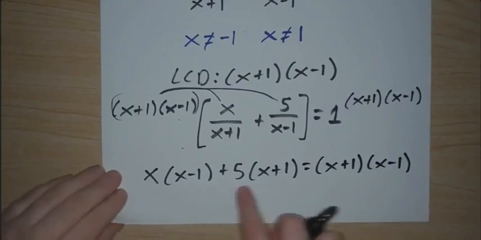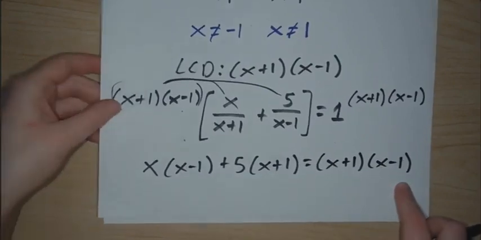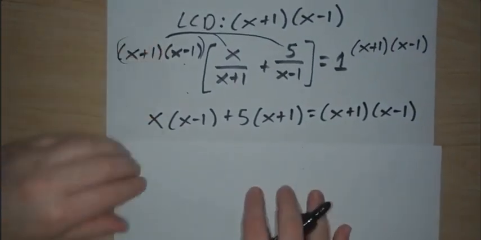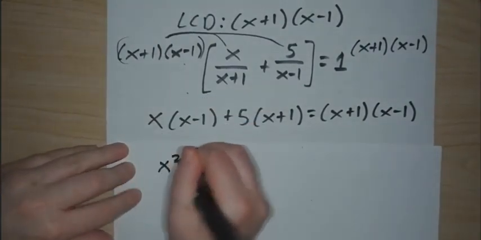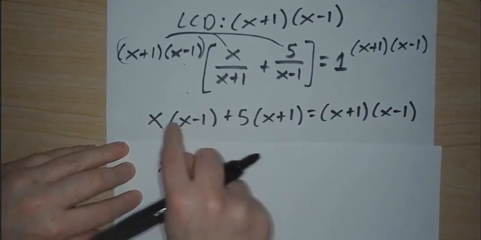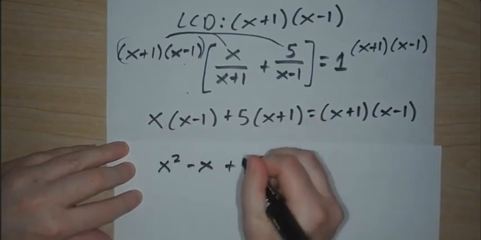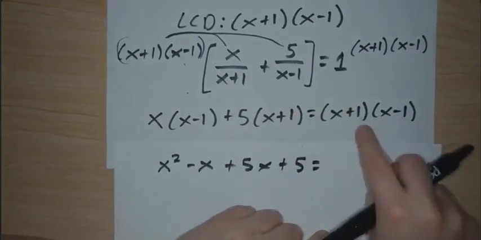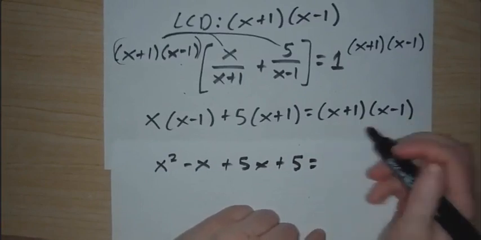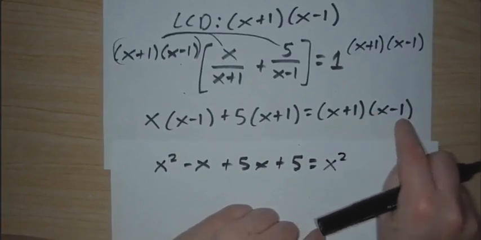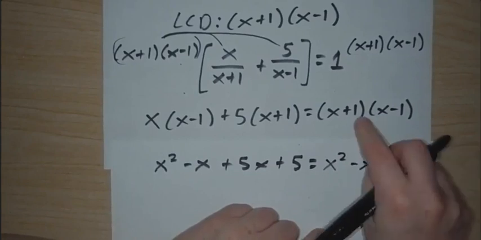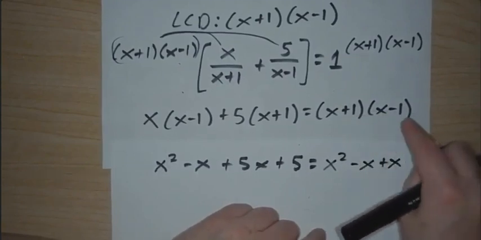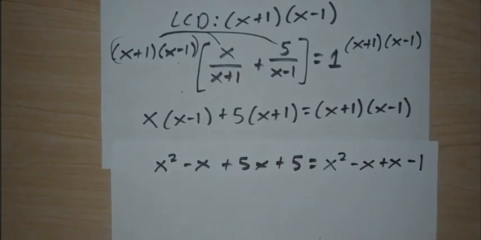Such as that. So now we're going to continue our distribution and multiply through. So we have x times x, which is x squared, minus x plus 5x plus 5. Then multiplying these two terms together, we have x times x, which is x squared, x times negative 1, which is negative x, positive 1 times x, which is plus x, and then positive 1 times negative 1, which is just negative 1.